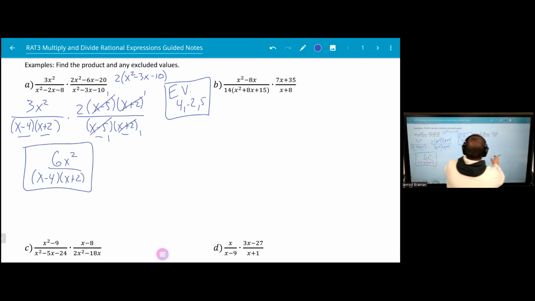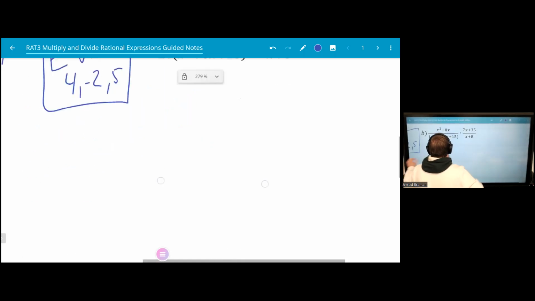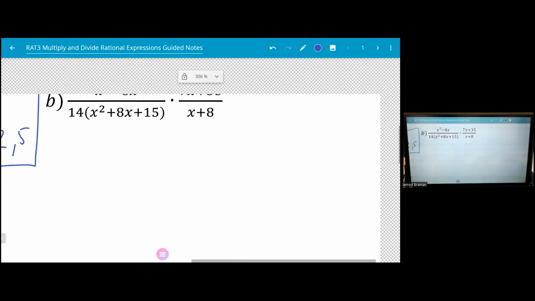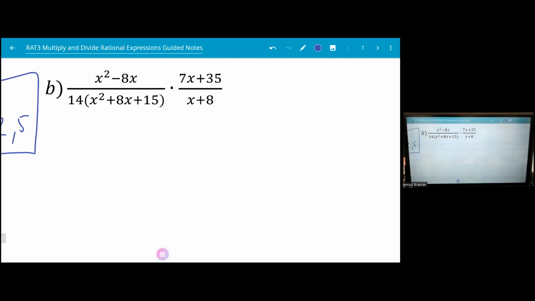All right, so here we go. We've got x squared minus 8x divided by 14 times x squared plus 8x plus 15 times 7x plus 35 divided by x plus 8. Well, let's start by going ahead and factoring. Remember, factoring can involve taking a GCF, which it does in this first one.